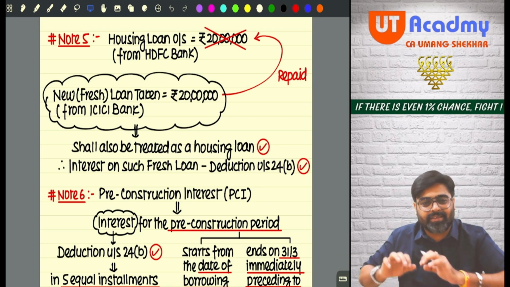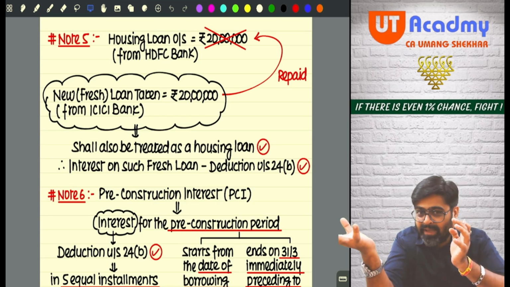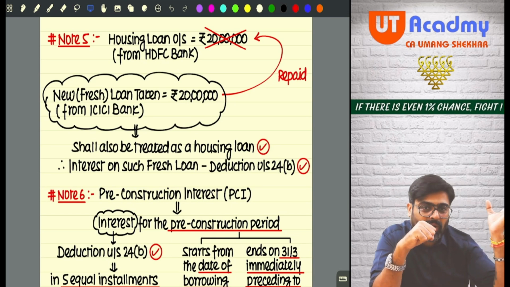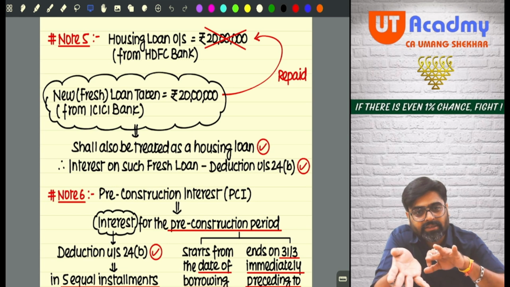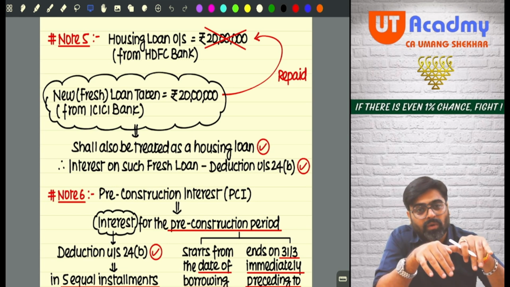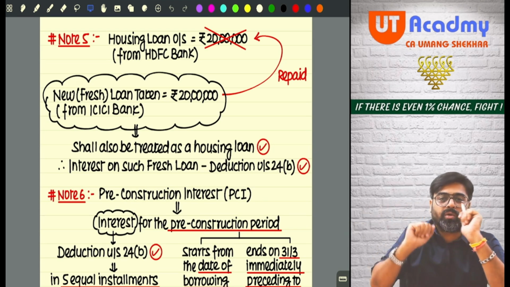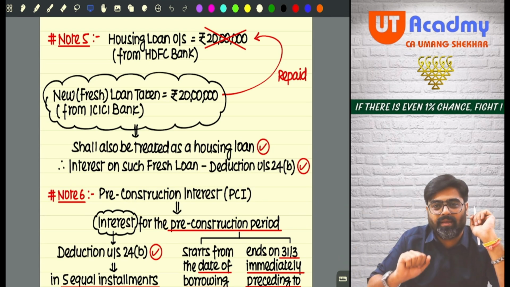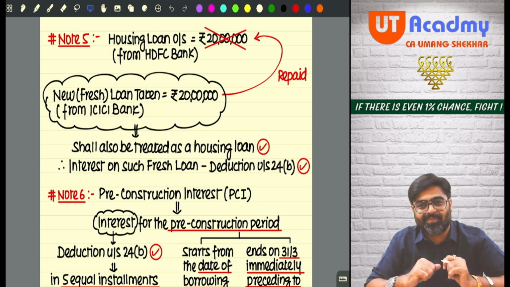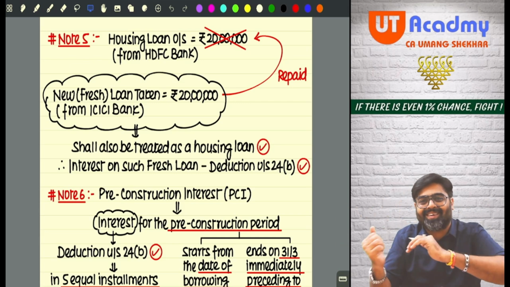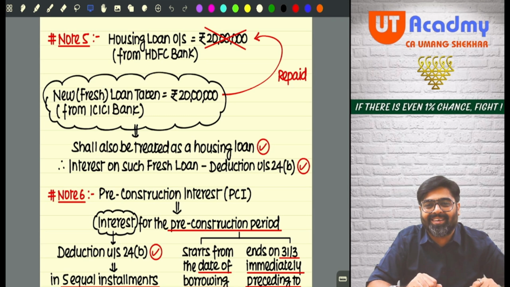Only the lender is changing, the loan amount remains same and the type of loan remains same. Any new loan taken to repay the old housing loan is just replacing your housing loan. Instead of this loan and interest now being payable to HDFC, it is now payable to what? ICICI Bank. Only the lender changes, this is known as shifting of loan from one bank to another.